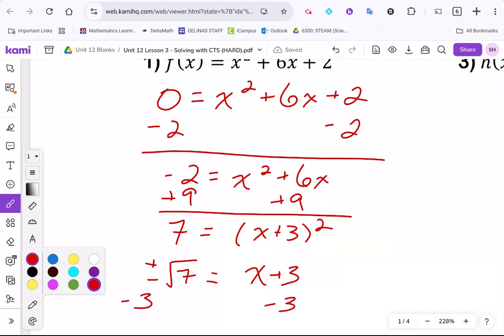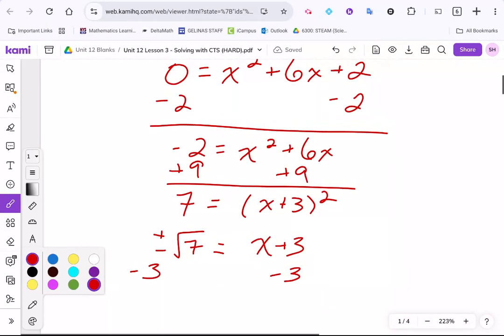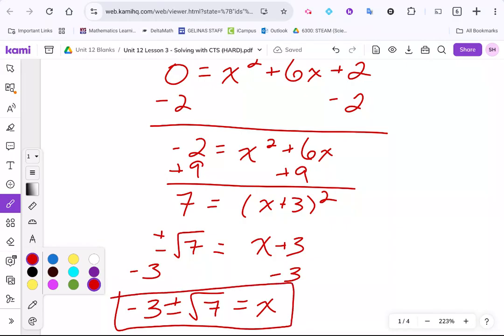When I subtract 3 from both sides, because that does not have a radical, it is not going to be a like term. And so what we're going to have as our final answer is negative 3 plus or minus the square root of 7 as the values for x that would be considered the zeros of this function.